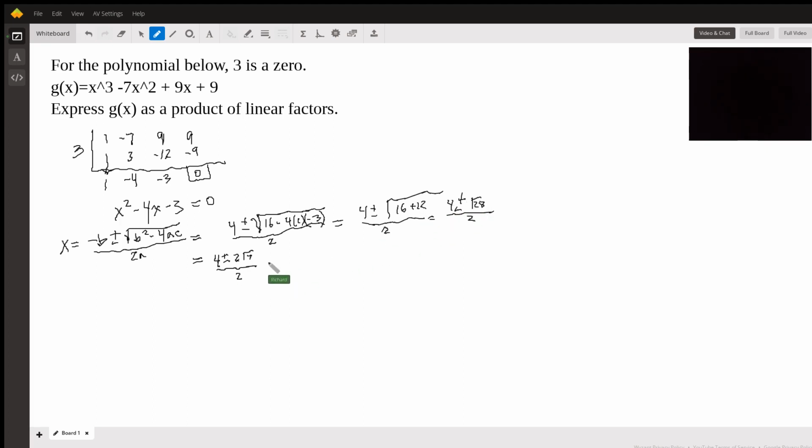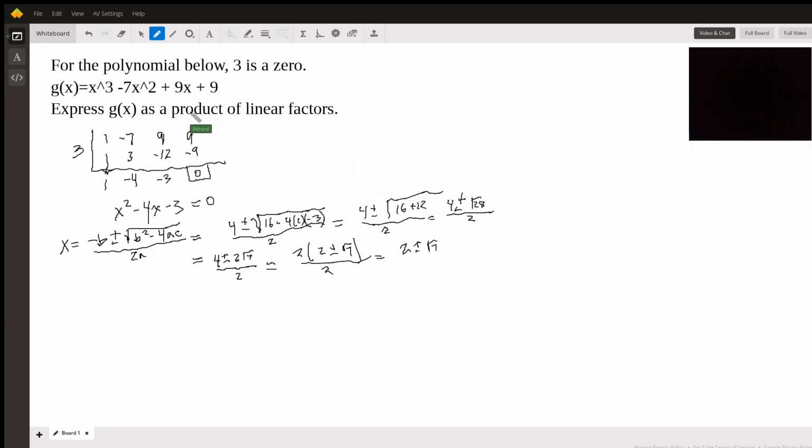So now we'll simplify this a little further because we can factor out a 2 from the top. So it's going to be 2 plus or minus root 7 all over 2. And so the 2's cancel now, so you're left with 2 plus or minus root 7. So if the question was asking us to list the zeros, it would be 3, 2 plus root 7, and 2 minus root 7. Those would be our zeros.